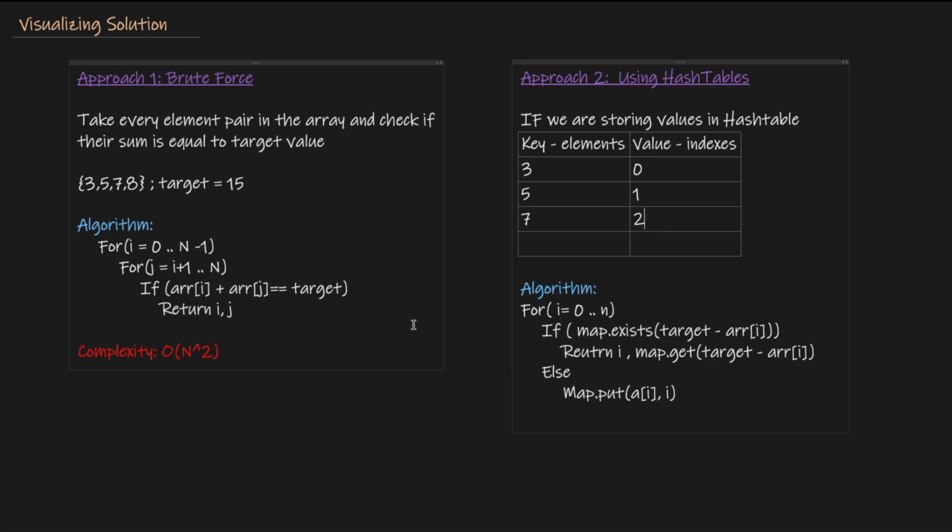Now once we reach 8, the target minus the array element will give us 7. Now 7 is found in the hash map, so this if condition will become true, and now we can directly return the indexes. What are the indexes? For 8, the current value of i itself is the index of 8. For 7, we can use map.get for the same 7, and we can get the index 2. Doing it this way, we can achieve the same thing in a single for loop, thus reducing the complexity to O(n). Let's look at the Java solution.